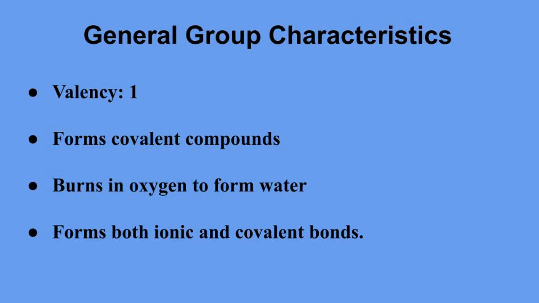Hydrogen has one valence electron, so its valency is 1. It burns in oxygen with a pale blue flame to form water. Depending on the other element, hydrogen can form either ionic or covalent compounds.